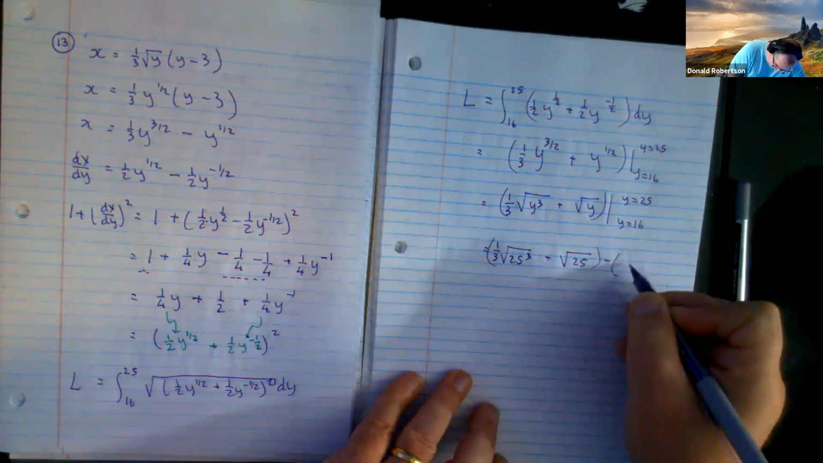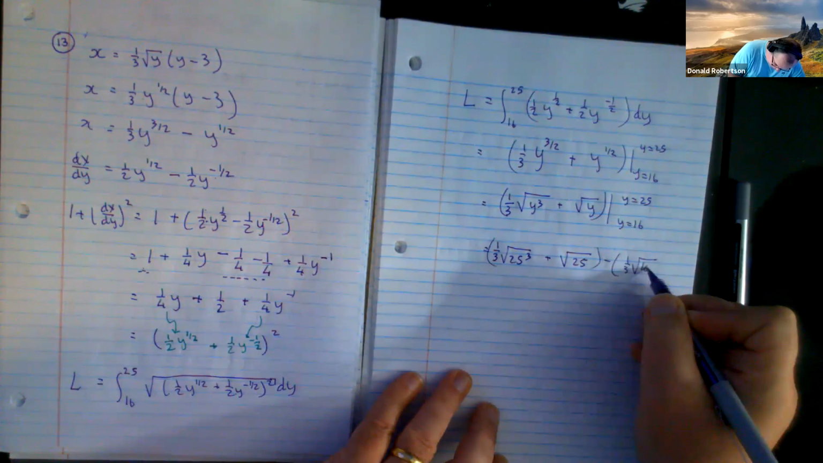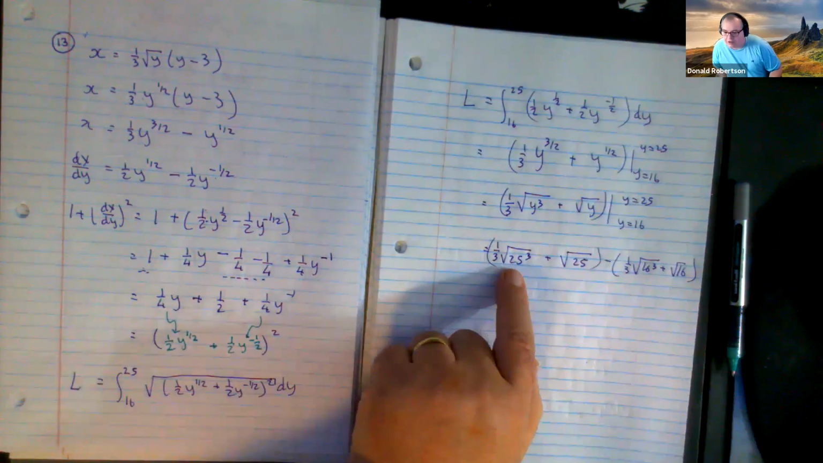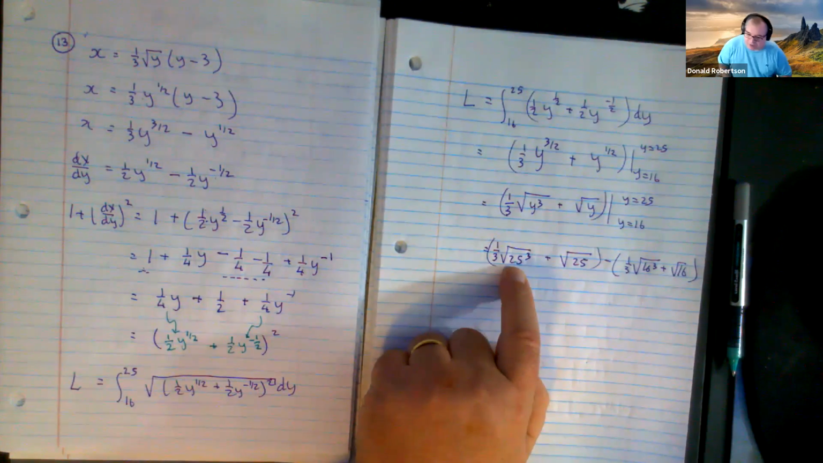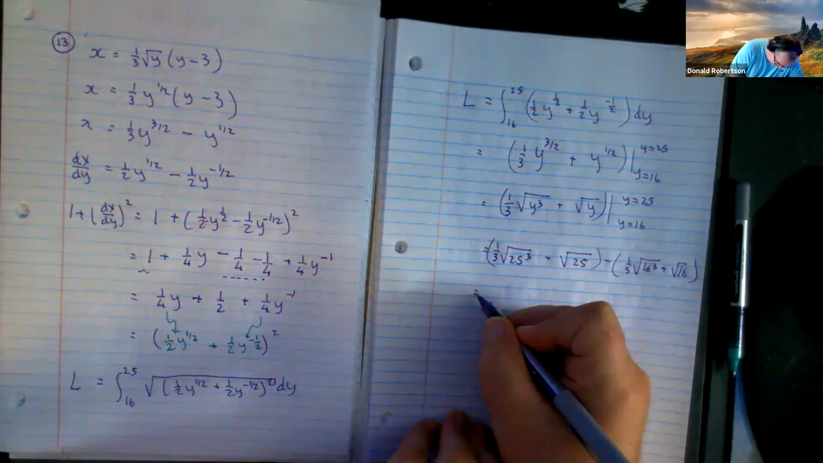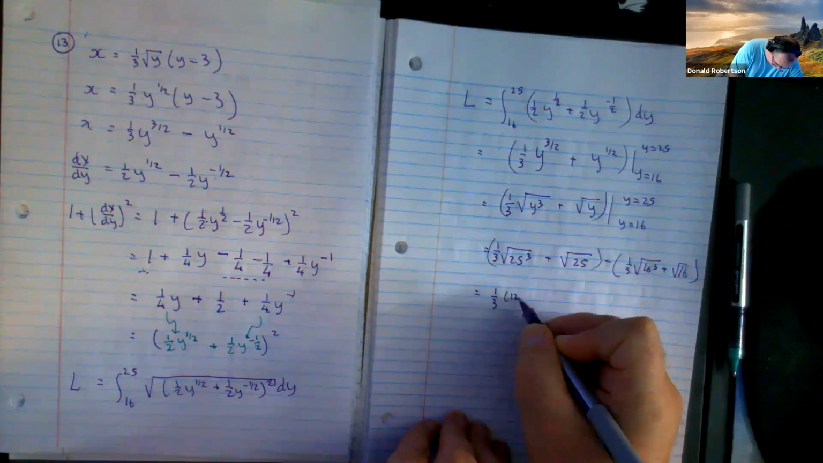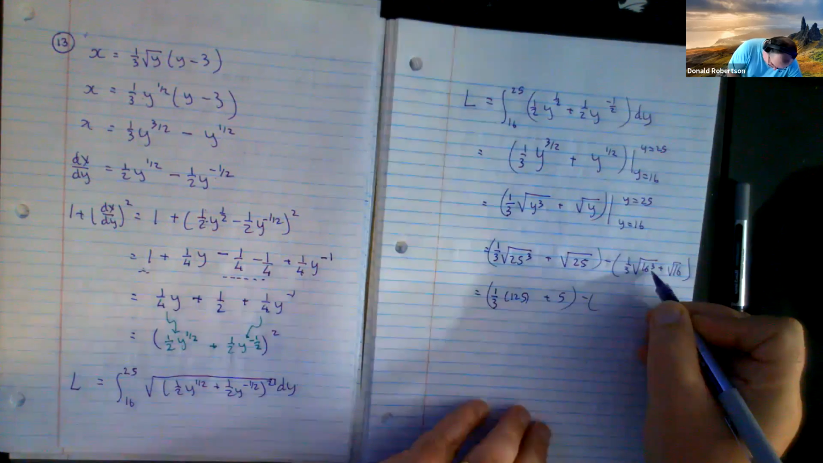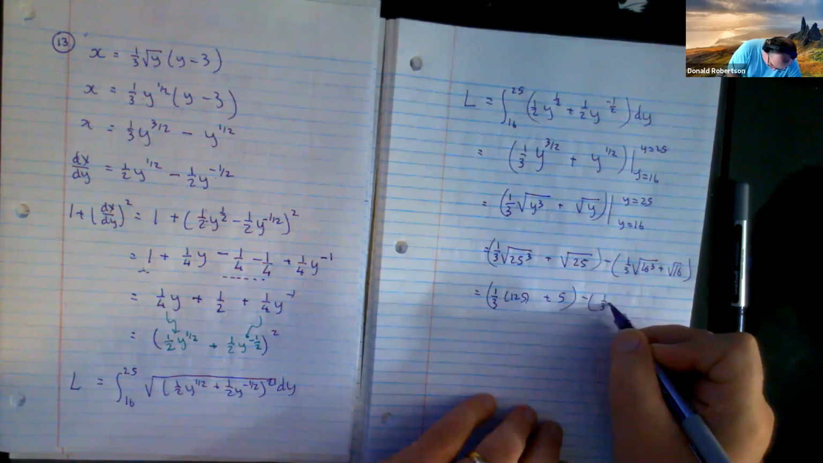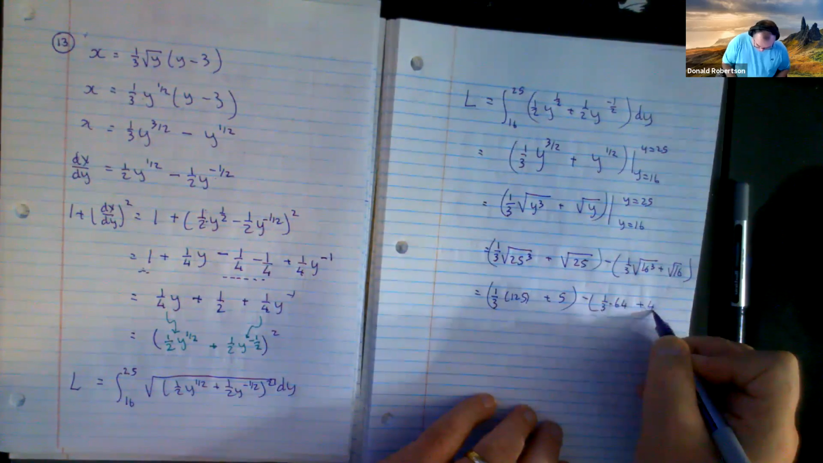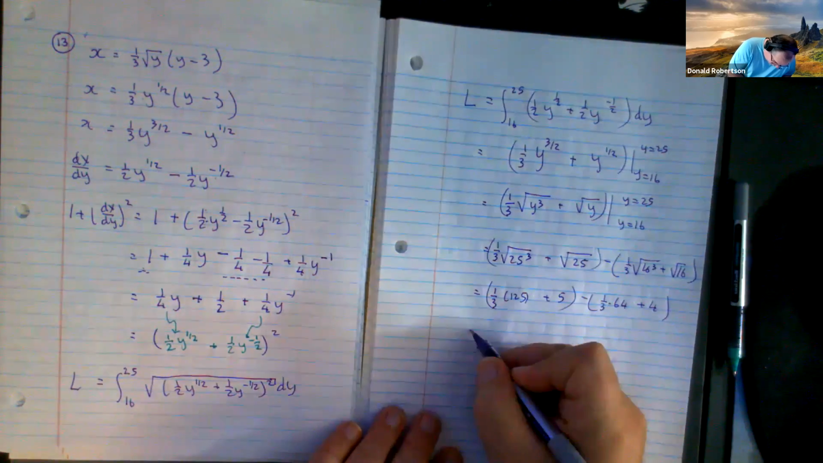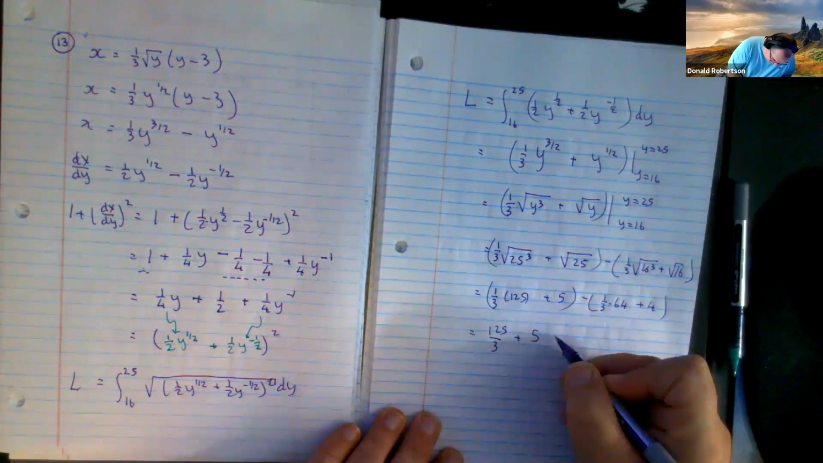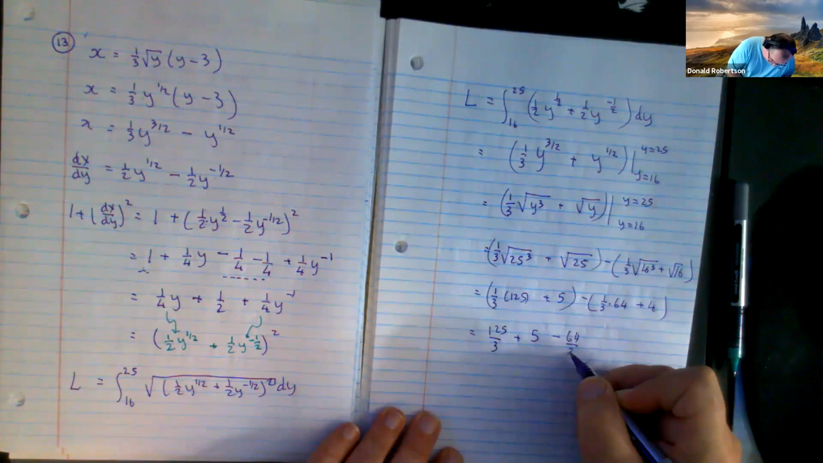Take away 1/3 square root of 16 cubed plus the square root of 16. Now, I know this number here looks ridiculous, but actually it's just 125. So it's 1/3, 125. This one's just 5. This guy here is 64, so it's 1/3 times 64 plus 4. See, it came out quite nice. So it's 125 thirds plus a 5, take away 64 thirds, take away a 4.